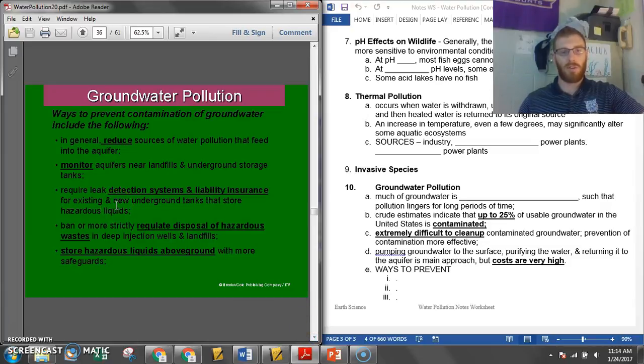And there are ways to prevent the contamination of groundwater that include reducing the source of water pollution in general. And it all goes with generally monitoring these pollution sources.